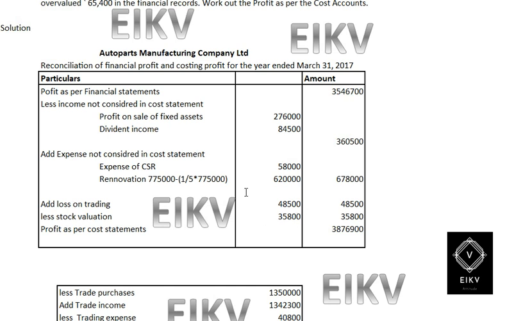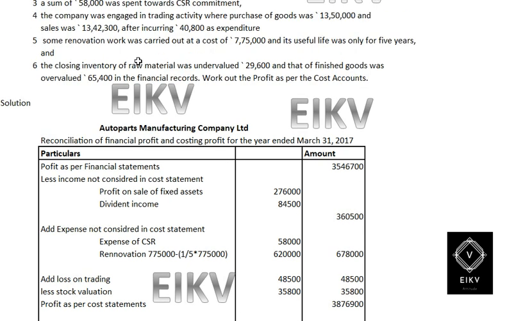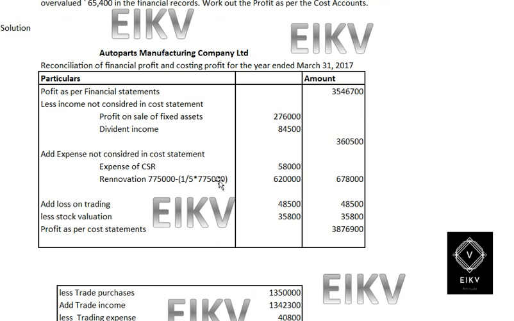Okay, so over here when we go to cost statement, we will take one part of the 5 years, that means 1/5 of the total expense. That means the entire renovation expense is valid for 5 years. So we will split this 7,75,000 into 5 years, and one part out of 5, which is 7,75,000 into 1 divided by 5, which will give you 1,55,000. So such amount will be taken in cost statement at present or at current year.